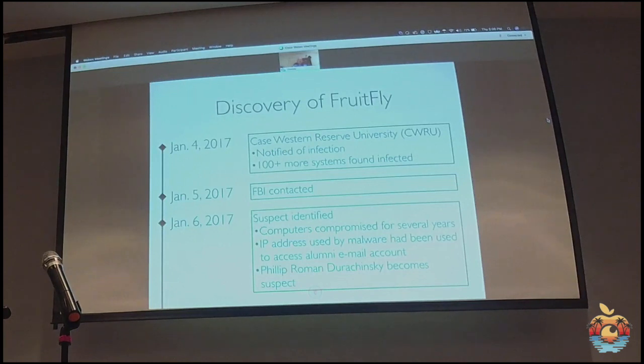And one interesting thing they found was that a particular IP address that was being used by the malware was also being used, or had been used, to access an alumni email account belonging to Philip Roman Durachinsky. So that's a pretty major OPSEC fail. And it led to Philip Durachinsky becoming a suspect in the creation and distribution of this malware.